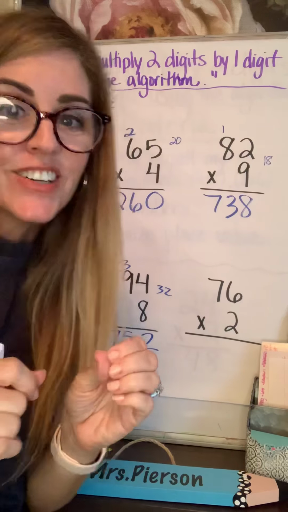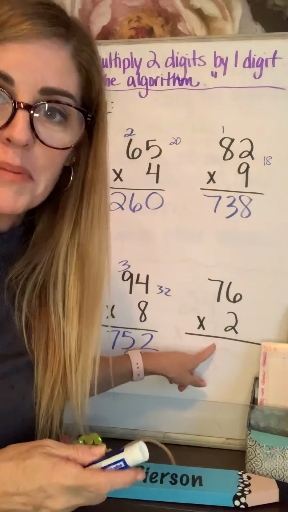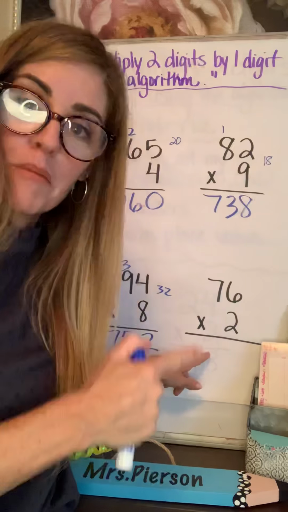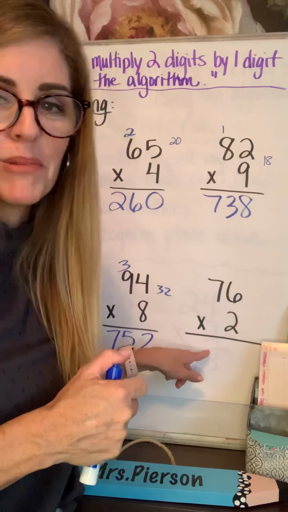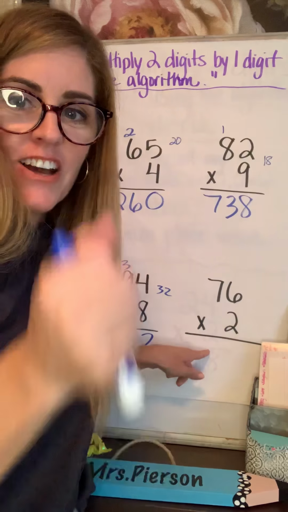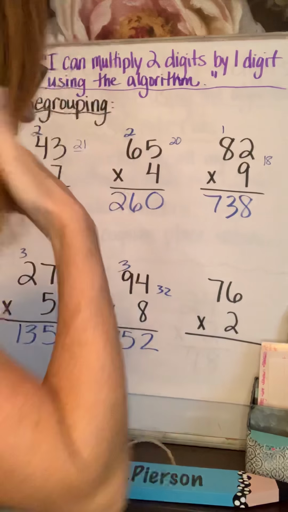What I'd like for you to do is give this one a try. Copy it down. You're going to hit pause. You're going to copy this down in your notebook and give it a try, and then come back and see how you did, okay? So go ahead and hit pause. We'll wait for you. Okay, welcome back. Let's see how you did on that one.